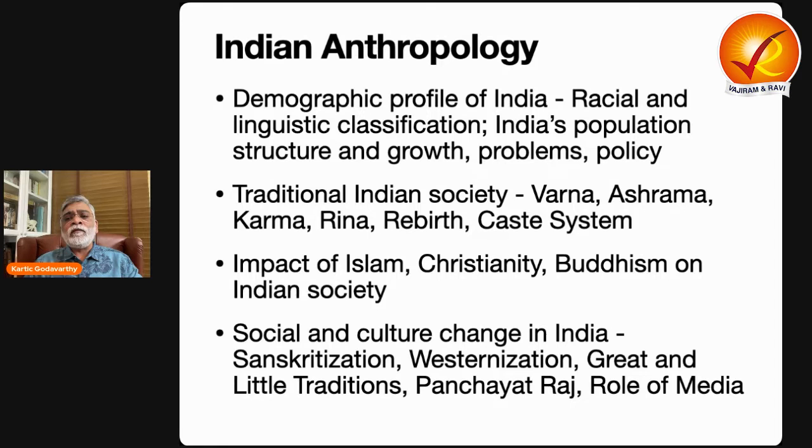And then we have a topic where we will be looking at the traditional Indian social system. We look at the concept of Varna. We look at the concept of Jati, which is the caste system. Very often people confuse Varna and Jati. There is a nuanced difference between them. We'll be looking at that. We look at the ashrama system. There are four ashramas: Brahmacharya, Grihastha, Vanaprastha, and Sannyasa. The karma theory, the concept of Rina, and rebirth.